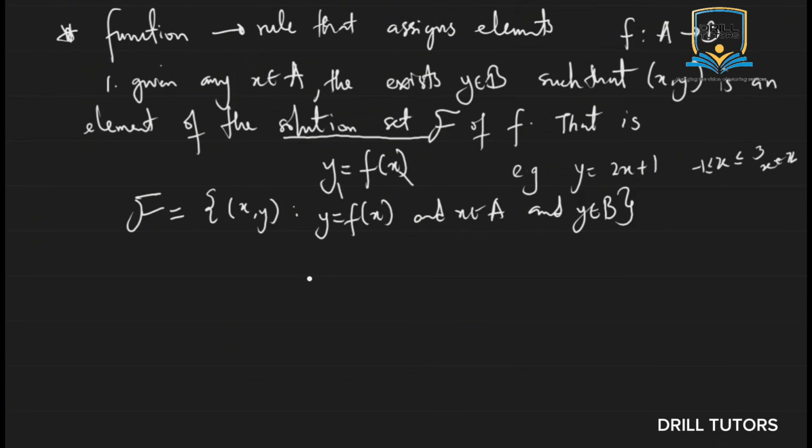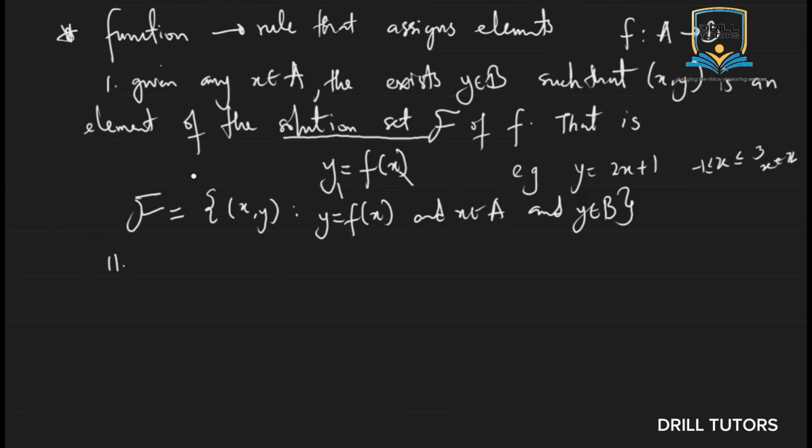So I said I'm about to give you two rules, and I've given you one already. And the first is that given any x, an element of A, the first set, there exists a y, an element of B, the second set, such that this ordered pair is an element of the solution set of f. So in short, all this grammar is just to tell you that for every input, you must have an output. Simple as ABC. For every input, you must have an output. And I'm still going to give you an example on that, such that you understand really well.